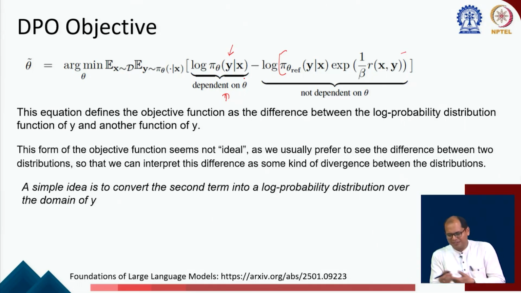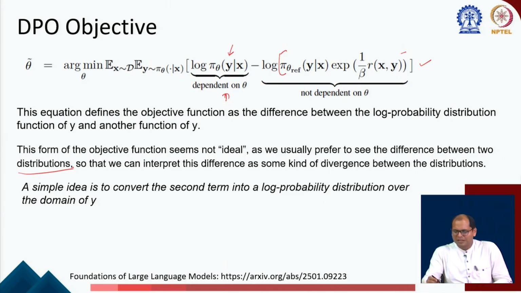So this is not an ideal form. We still want to retain it, but can we rearrange it again somehow so that it becomes a difference of two probability distributions? Because once we have a difference of two distributions, this can be seen as a divergence of distributions.